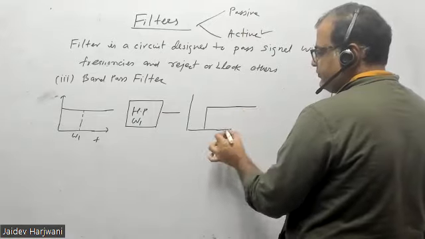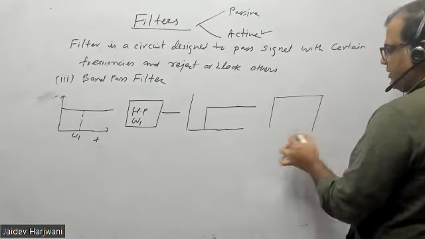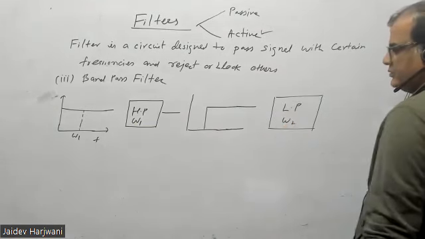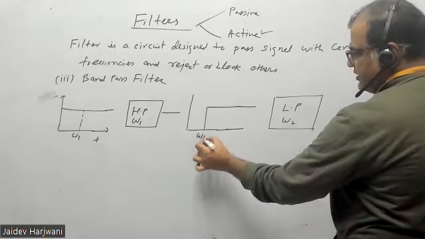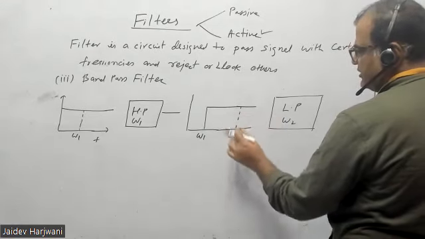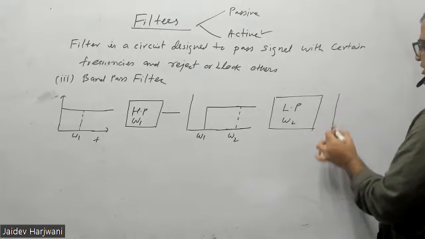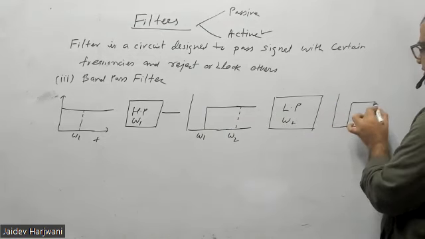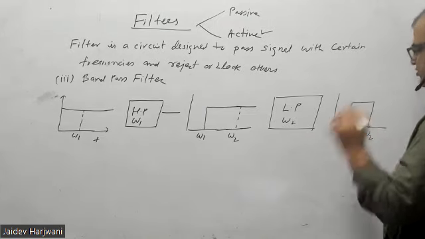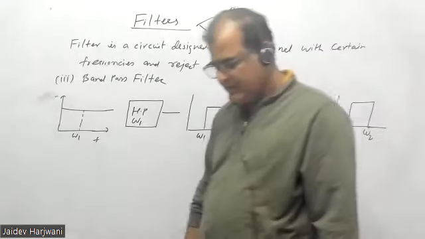Now it continues. Now I pass this one through a low pass filter of frequency omega 2. This is omega 1 will pass, and this is my omega 2. This is the low pass filter. So below this one it will pass, higher it will stop. So finally, what do you get? You will get a nice curve, a band between omega 1 and omega 2. So this is one way you can make it.